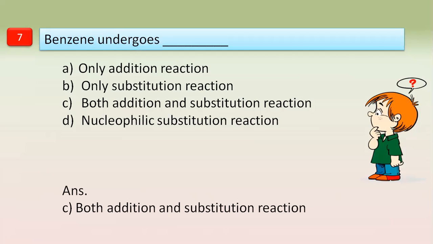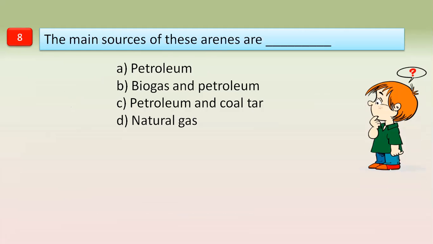Mainly, it contains a large number of pi electrons and therefore it shows the addition reaction. And for the substitution reaction also, due to the large number of electrons, it shows substitution reaction, where pi bonds are replaced by another group, and therefore it shows both types of reaction.